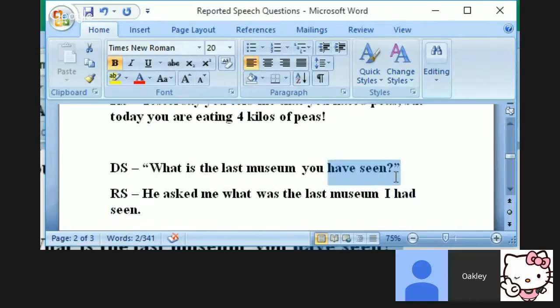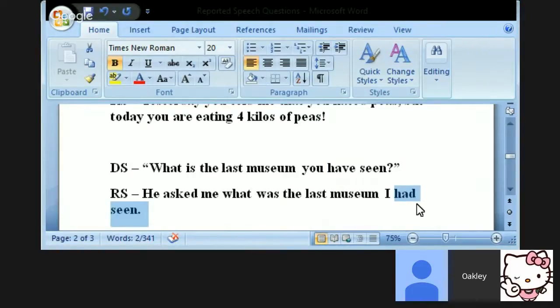Present perfect. When we backshift present perfect tense, it becomes, just like simple past, past perfect. Both simple past and present perfect become past perfect. Now this would sound weird if you did not do backshift. He asked me, what is the last museum I have seen? That would sound strange. I really can't explain why, but that sounds really weird to me without the backshift. It almost doesn't make sense to me here unless we use the backshift.